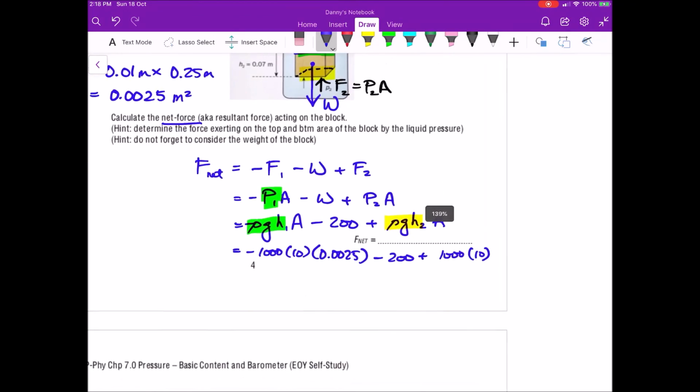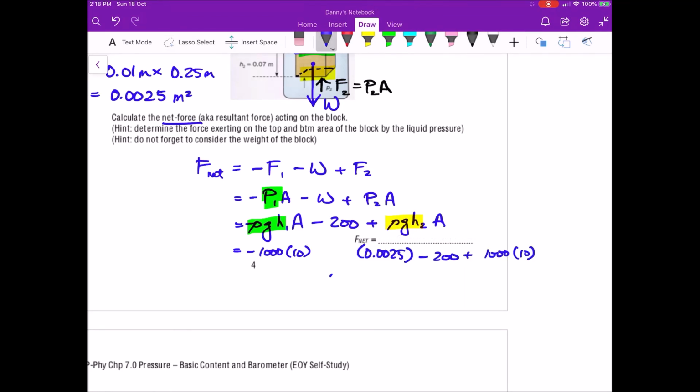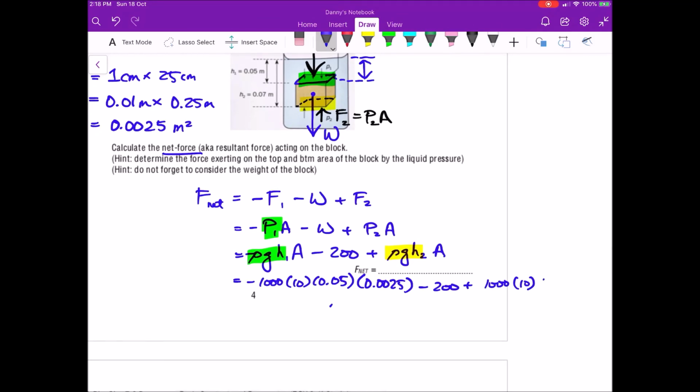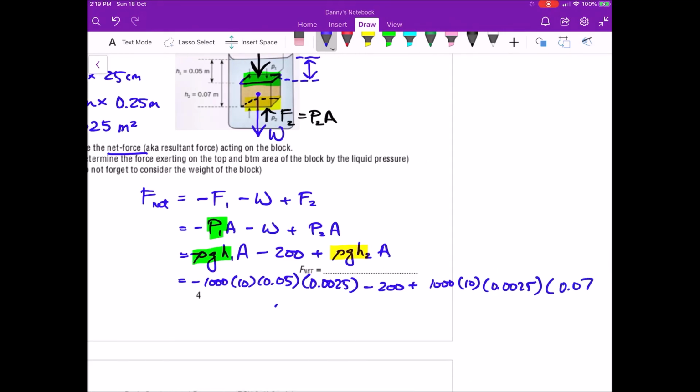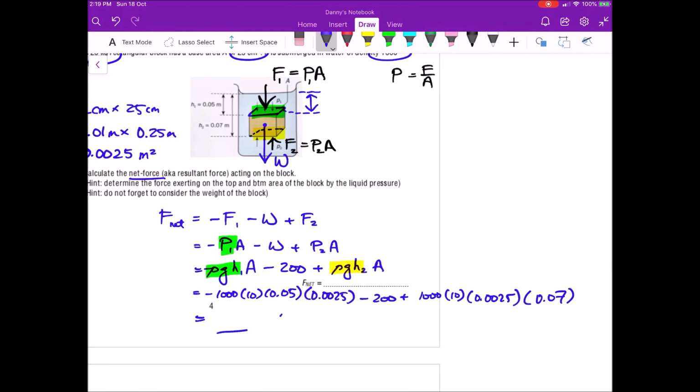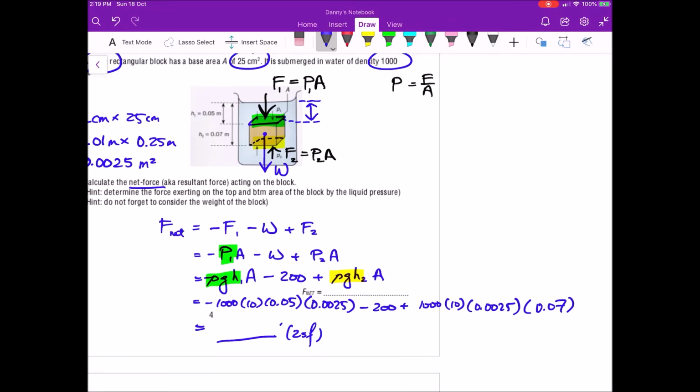Oh, I forgot the H. Sorry. So now I need to put in the H. H is 0.05 here, then here I would have 0.0025, and the H would be 0.07. If you calculate this, you will get a final reading. Make sure that it is 2 SF. I'm not sure if this final reading is plus or minus, but basically this question is to test whether you are aware that this pressure can be expanded to rho g h.